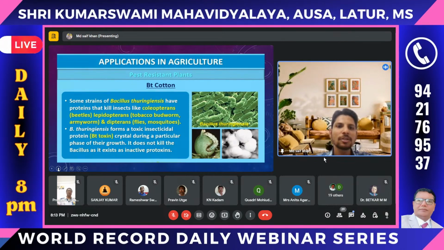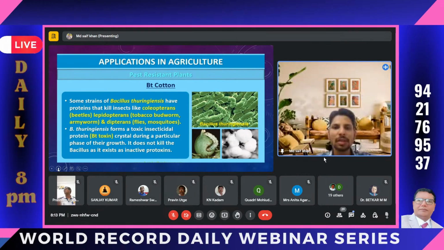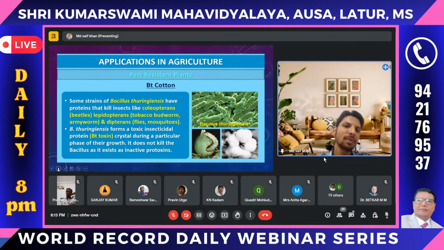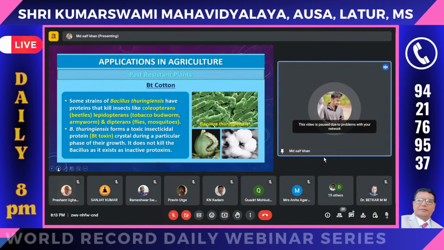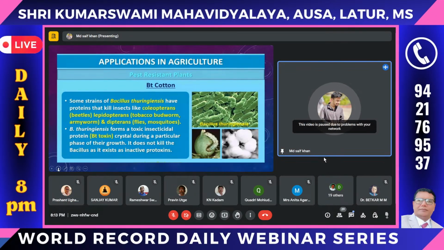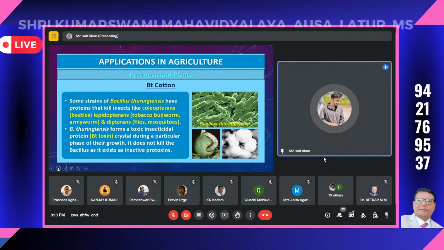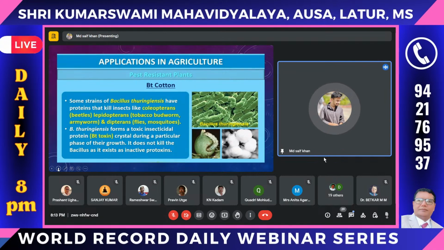So, in which form is this Bacillus thuringiensis present? Bacillus thuringiensis forms a toxic insecticidal protein called Bt toxin in the form of crystals in a particular phase of its growth. But it does not kill the Bacillus, meaning the toxin is produced inside the bacterial body, but it is not harmful to that particular bacterium. It is present in the inactive form, or we can call it a protoxin.